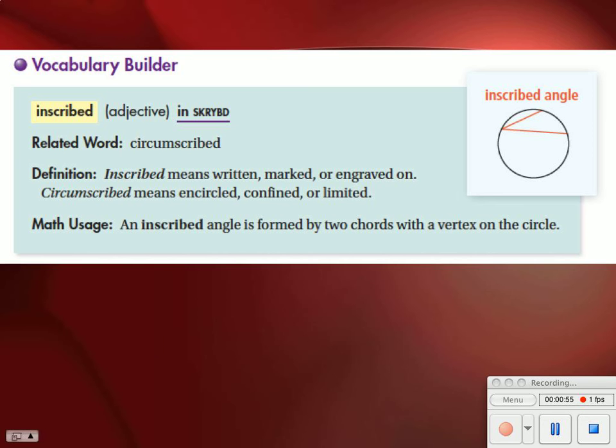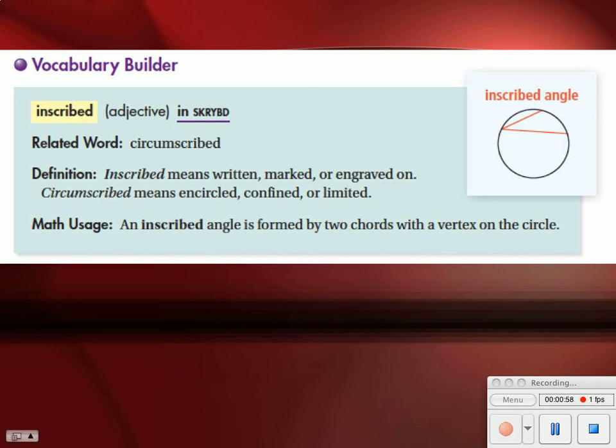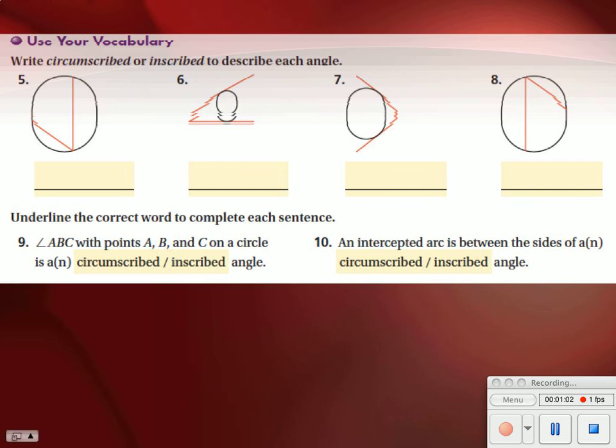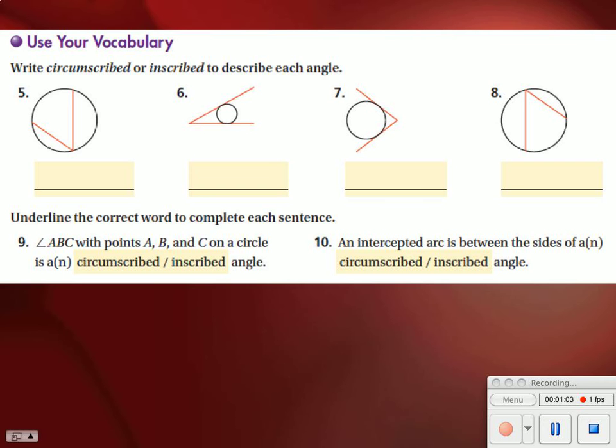Write circumscribed or inscribed to describe each angle. So angle 5 is inscribed, it's inside the circle. Angle 6 is circumscribed, it's outside or around the circle. Angle 7 is also circumscribed. And then the last one, number 8, is inscribed within the circle.